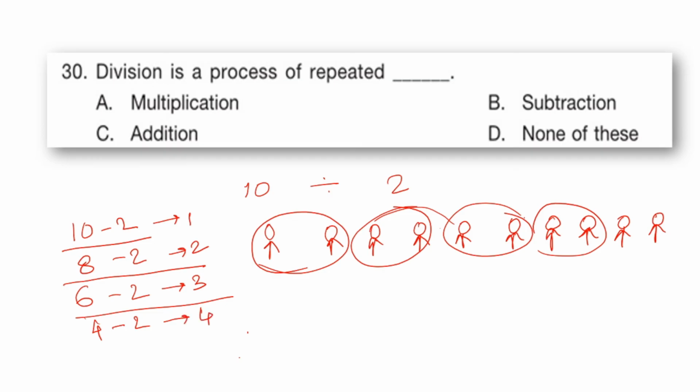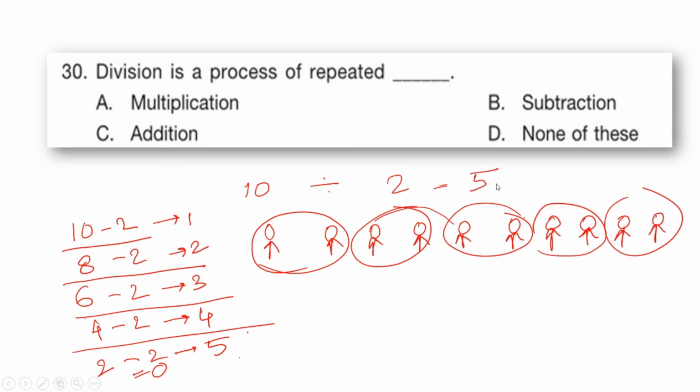Again, I do 4 minus 2. I'm subtracting the fourth time, and I'm left with 2. And now I do 2 minus 2. I'm subtracting the fifth time, and I'm left with 0. So, 10 divided by 2 is equal to 5. So, division is a process of repeated subtraction.